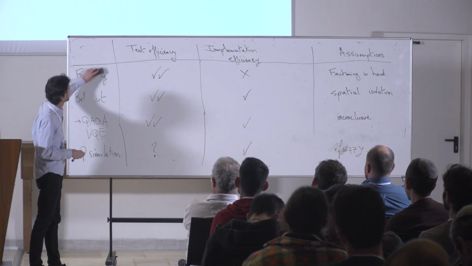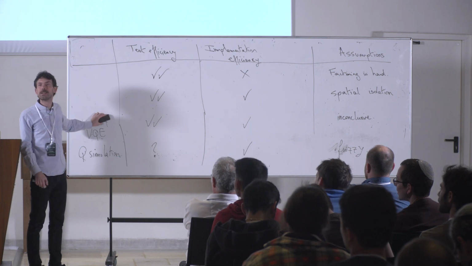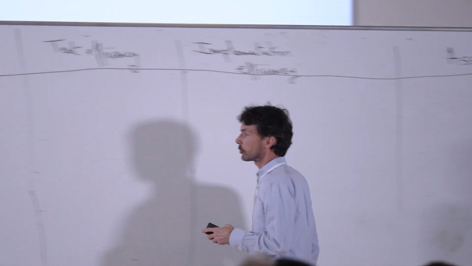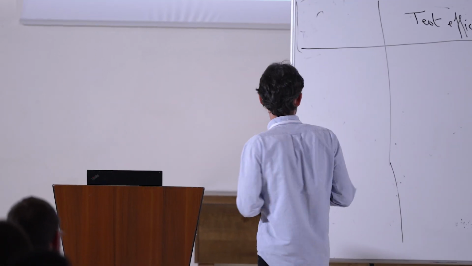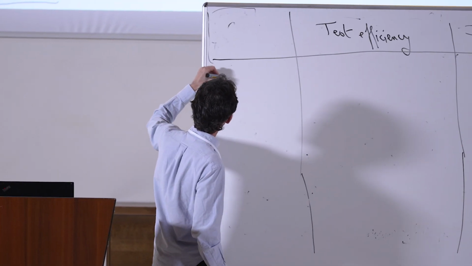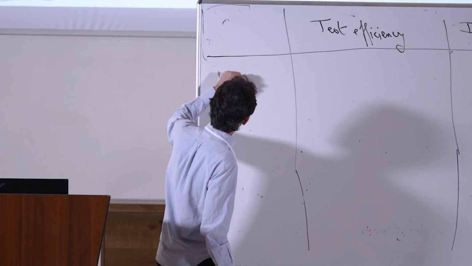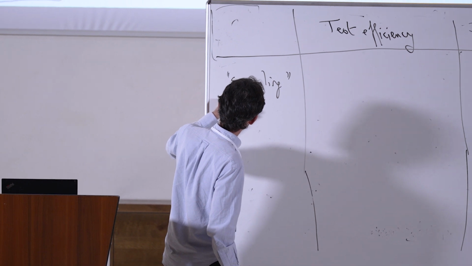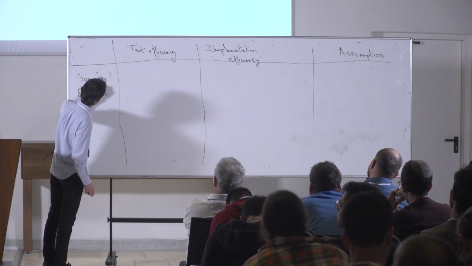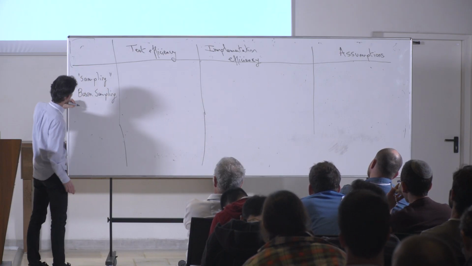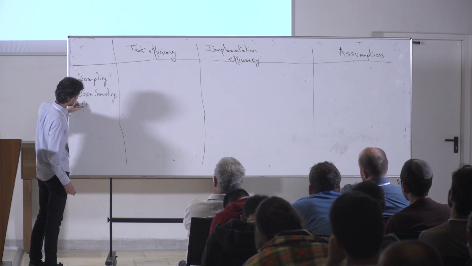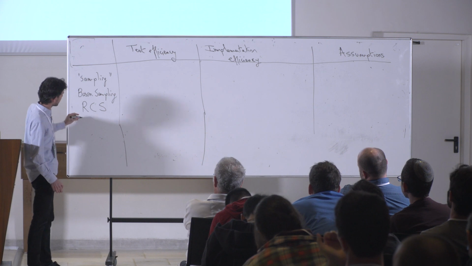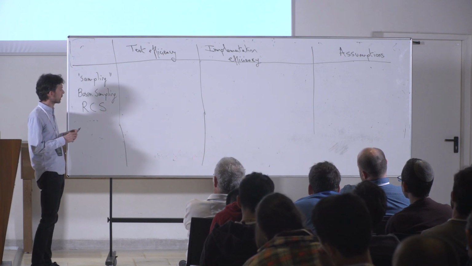Other suggestions? Boson sampling. Okay, so let's talk about that. There are approaches based on sampling. An example is boson sampling. Another example is random circuit sampling, which we'll talk about much more soon, and there are a few related proposals.